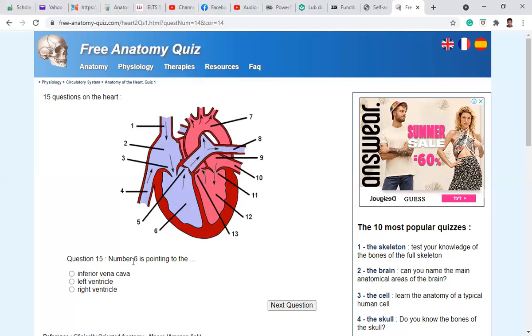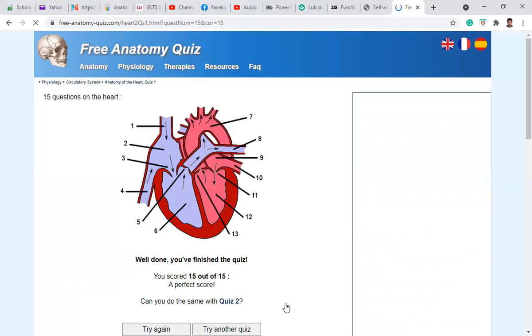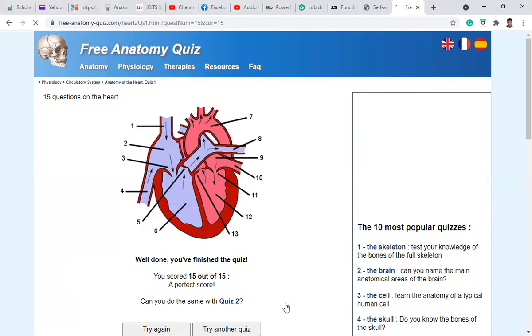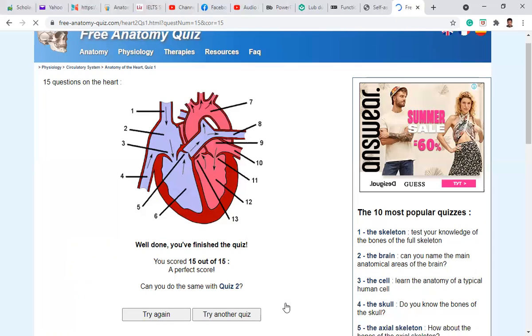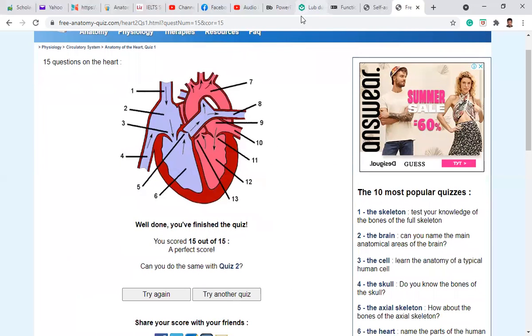Number 6 is pointing to the right ventricle. Good. You got 15 out of 15. Very good. Okay, let me take you to another quiz that is different from this one.